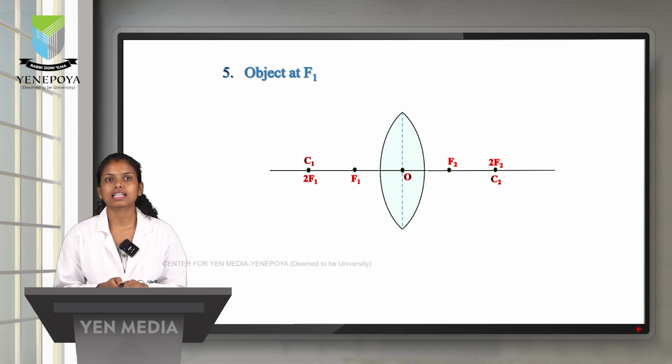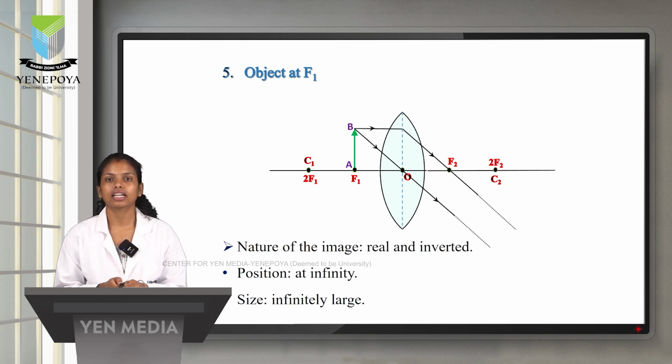The next case is object at F1. When the object is placed at the focus of the lens, the characteristic rays coming from the object after refraction through the lens do not intersect, and a real, inverted image which is infinitely large is formed at infinity.